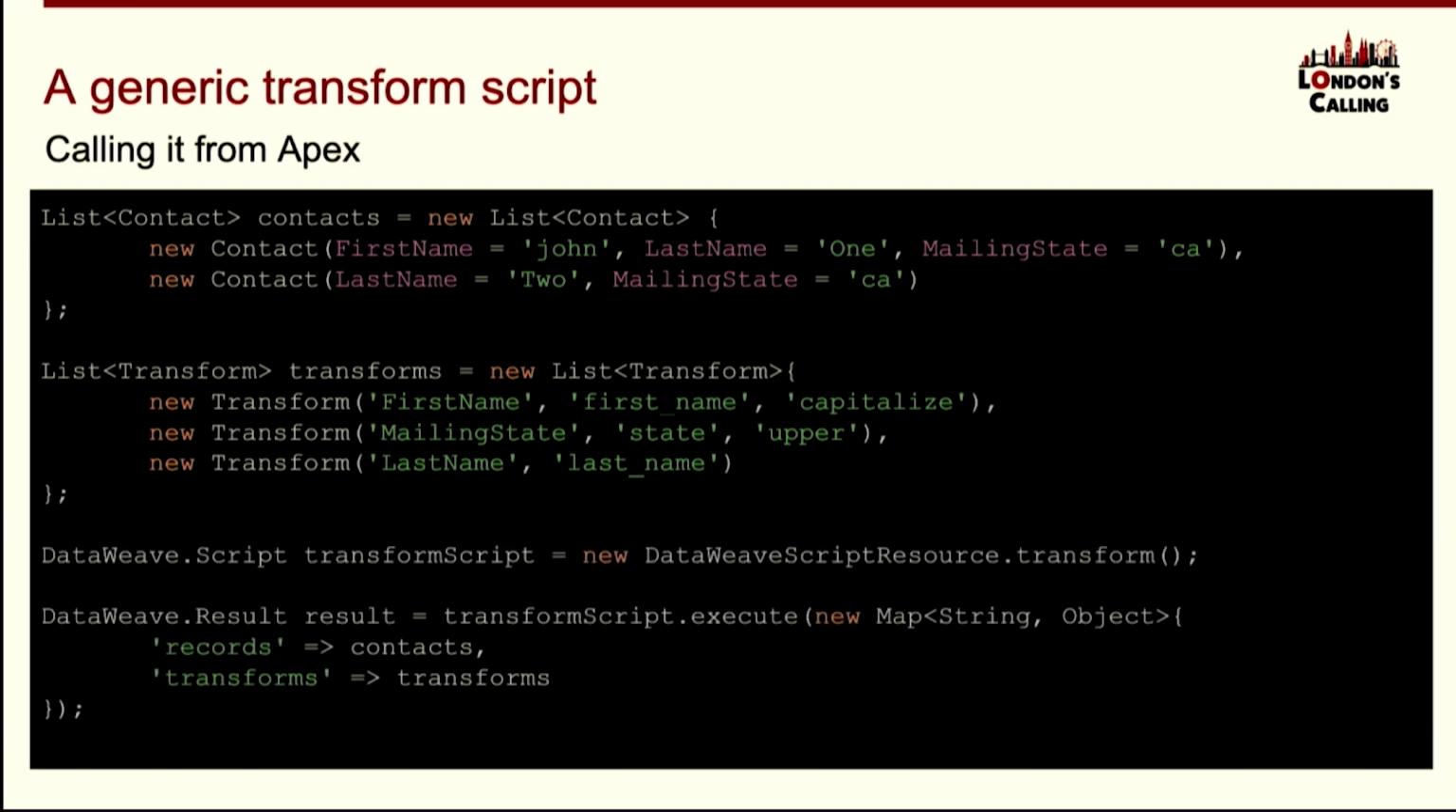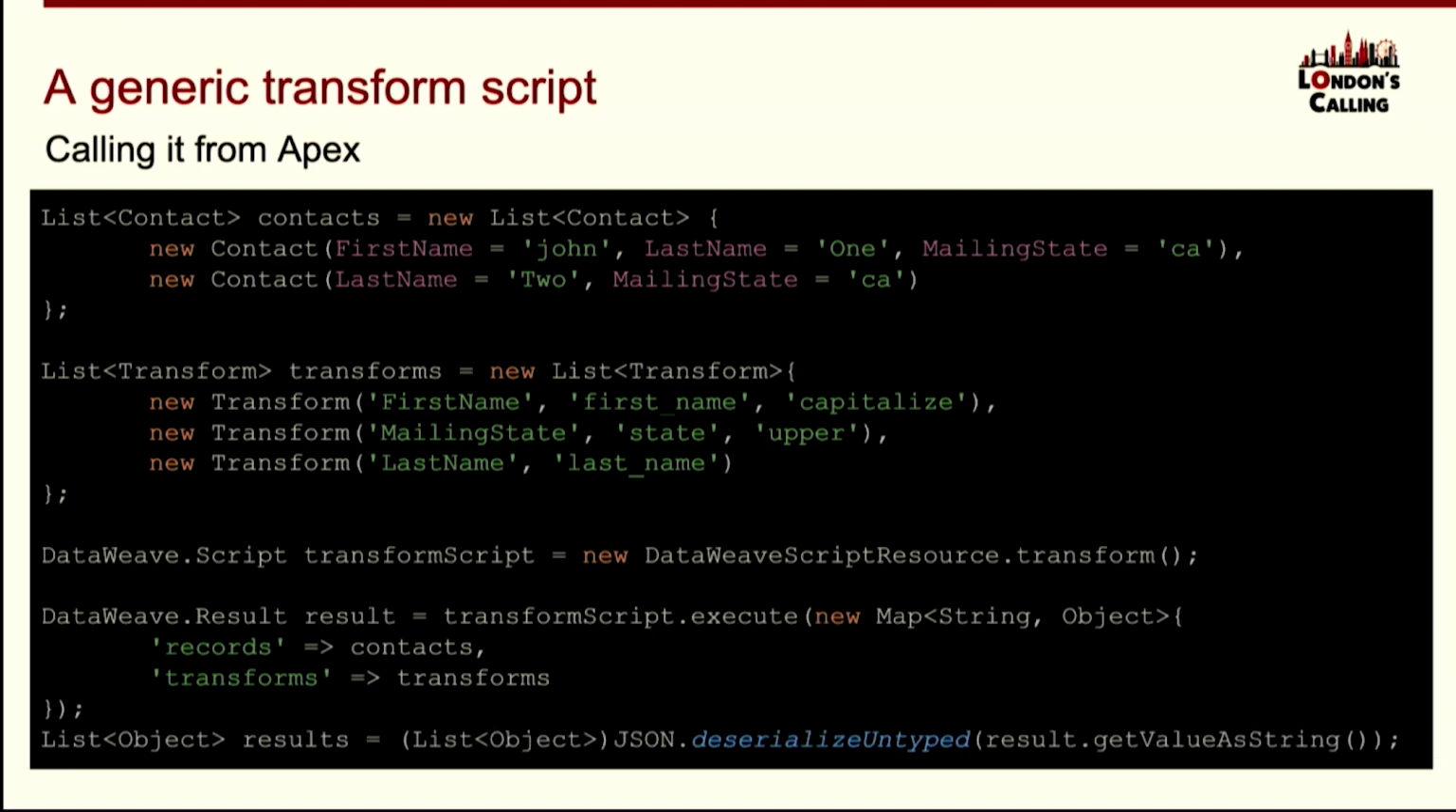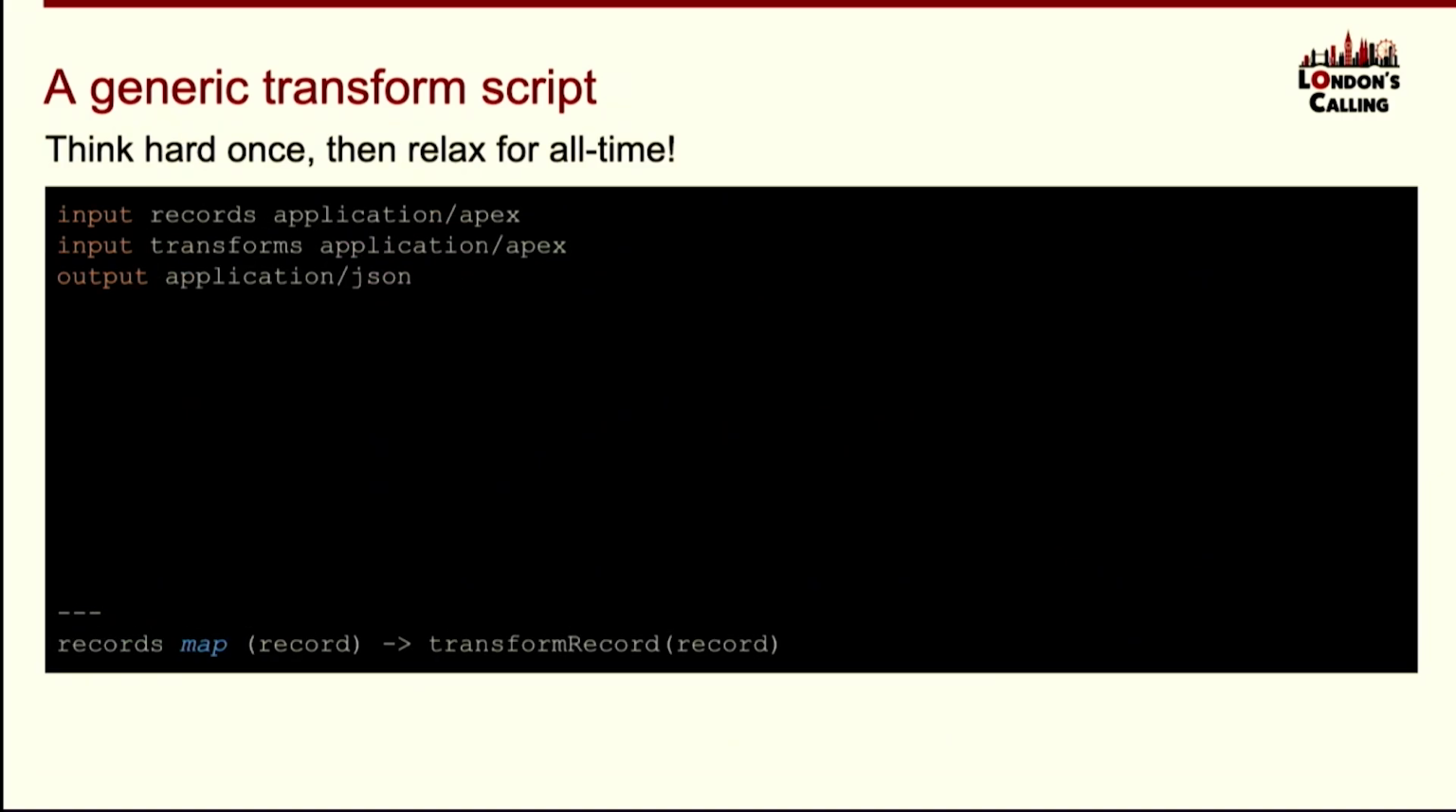And then when I call DataWeave, I'm passing in those two things, and DataWeave takes over from there, and it returns us a result. So hopefully this will be the version of the script that we don't need to edit again. So how does this look in DataWeave?